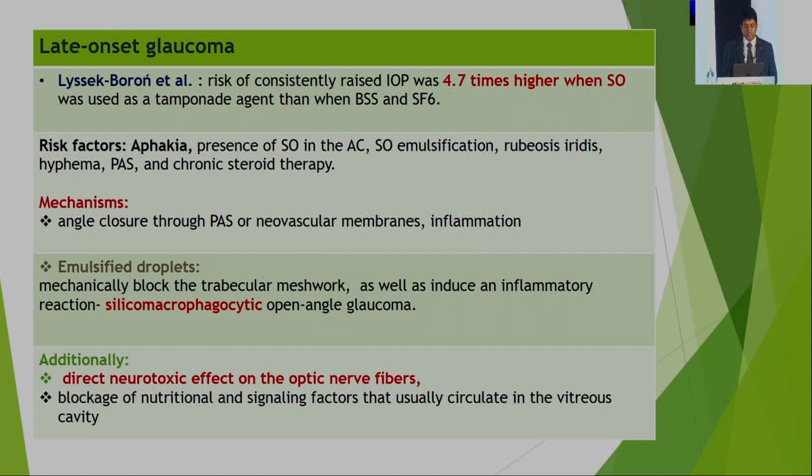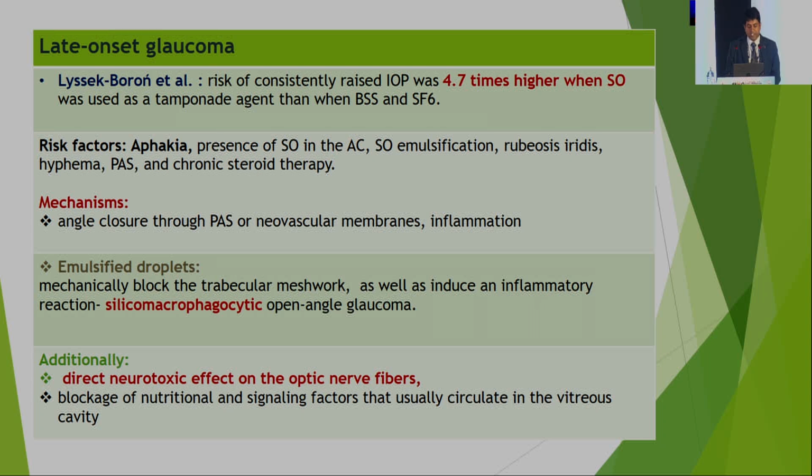So coming to late onset glaucoma, again the risk of consistently raised IOP is almost 5 times higher when silicone oil is used compared to when BSS or any gas is used at the end of the surgery. Risk factors are again phakic cases, presence of silicone oil in the anterior chamber at the end of the surgery, emulsification of silicone oil, rubeosis iridis, and presence of peripheral anterior synechiae.